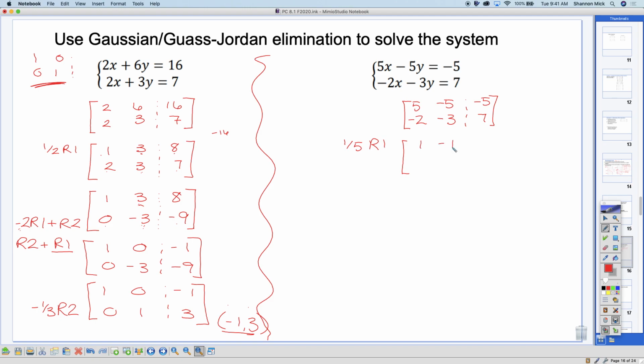So you got 1, negative 1. I didn't know if we wanted to do a negative 1/5 because there were two negative ones. Yeah, but we want that very first one to be a positive 1.